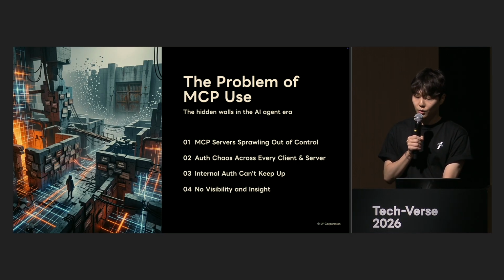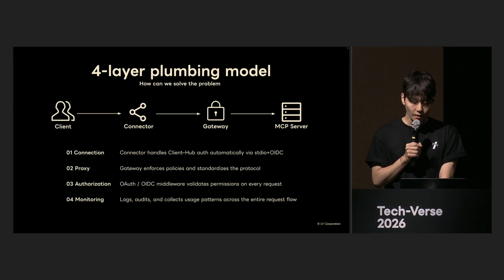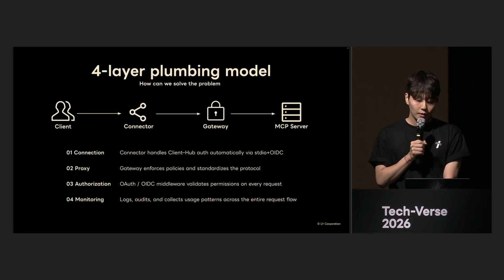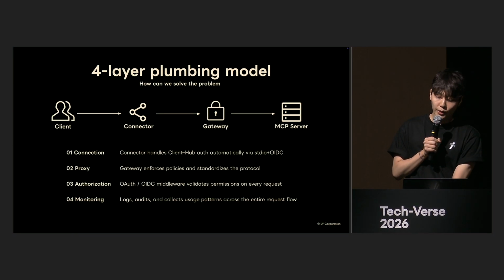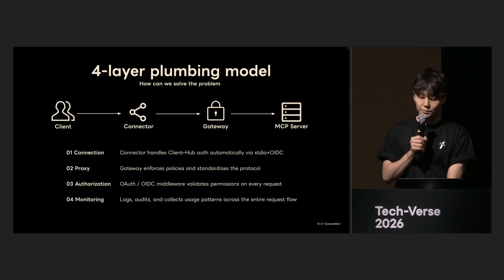So what we created is the Flava MCP Hub. We solved these issues using a 4-layer plumbing model. As the name suggests, it is structured with layers like pipes through which requests flow. Shall we trace a user's request once? As shown in the diagram, it starts from the client, passes through the connector and gateway, and reaches the MCP server at the very end. We have divided the responsibilities required for this flow into 4 layers.